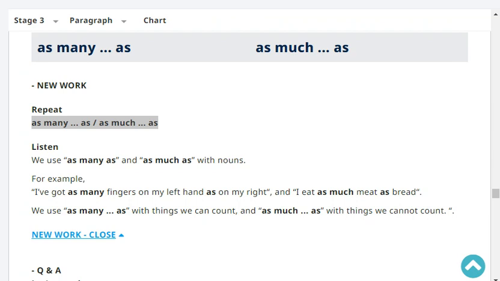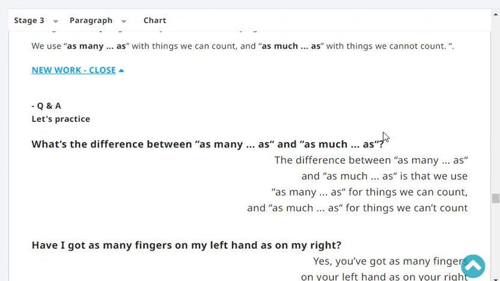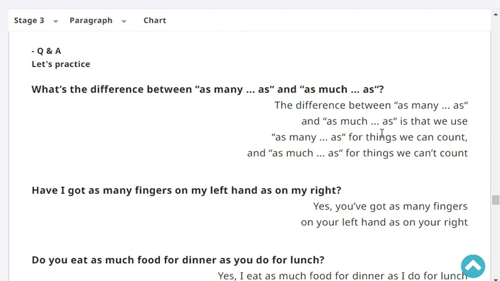For example, I've got as many fingers on my left hand as on my right, and I eat as much meat as bread. We use as many as with things we can count, and we use as much as with things we cannot count, like water, sugar, any powder or liquid. Okay, let's practice.